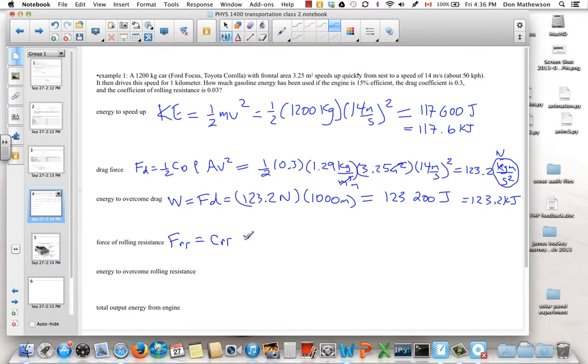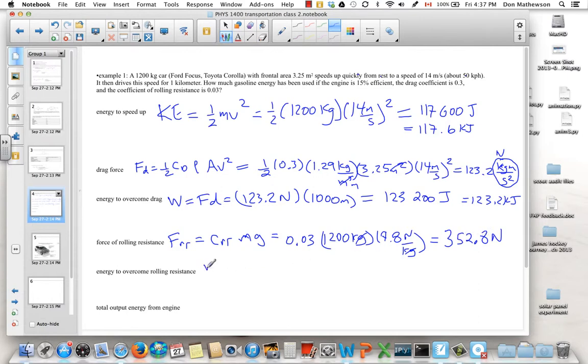Next, we find the force of rolling resistance. That's the coefficient times the weight mg of the car. The coefficient of rolling resistance, we're just using the value from the previous chart for well-inflated tires. And then it's a 1,200 kilogram car, and there's 9.8 newtons for every kilogram. And that works out to about 352.8 newtons of force, where unit-wise the kilogram cancels. That's the force to push the car down the road.